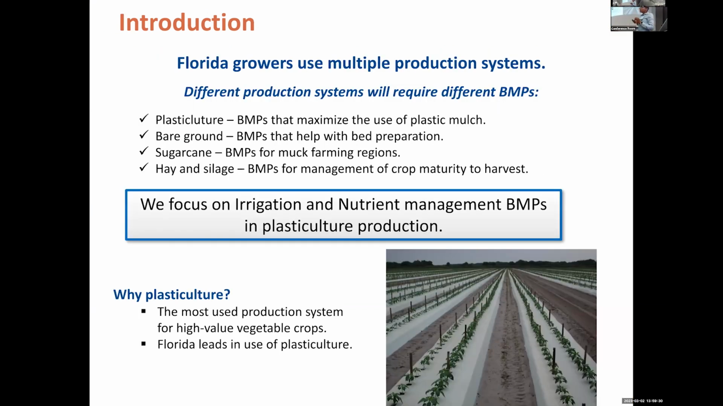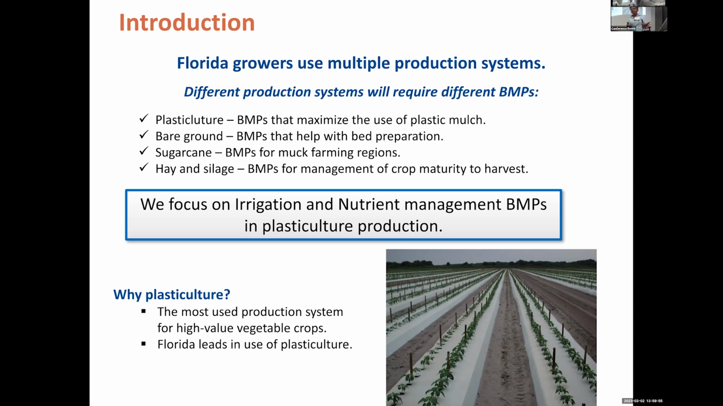So we have lots of different production systems in Florida. There's plasticulture, bare ground, sugarcane, hay. Each practice has its own set of recommended best management practices. We have lots of different commodities in Florida, or different groups, and we have different manuals that have BMPs associated with each one. Today, we're just going to focus on plasticulture.